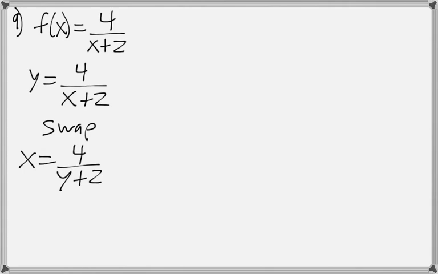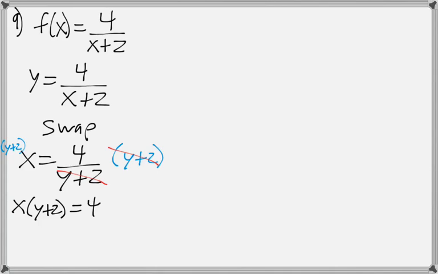Now, this one's a little bit tricky because my y is in the denominator. So in order to get it out of the denominator, I need to multiply really by y plus 2. Let's see if I have room here to do that. Y plus 2. So that's going to get it out of that other denominator and get it up to the main level. So I have x times y plus 2 is equal to 4.